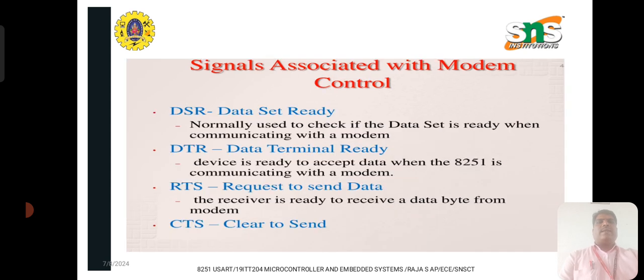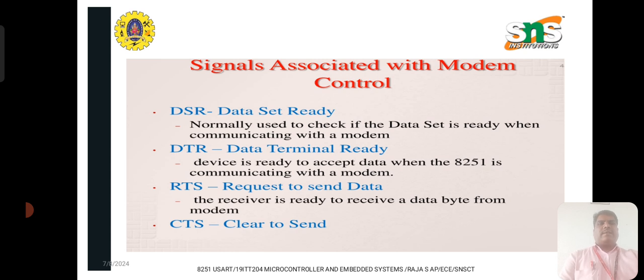Signals associated with the modem control. Modem control is the next important block. DSR, that is, data set ready. It is normally used to check if the data set is ready when communicating with the modem. DTR, data terminal ready. This indicates the device is ready to accept data when the 8251 is communicating with the modem. RTS, request to send data. The receiver is ready to receive a data byte from a modem.